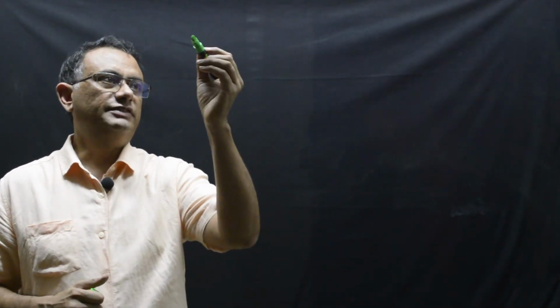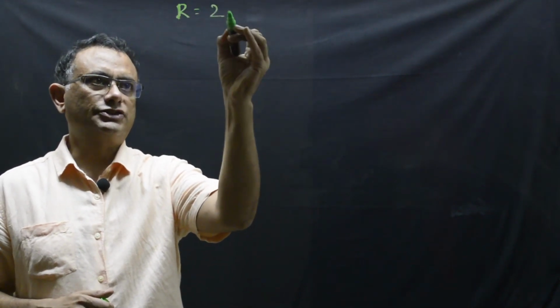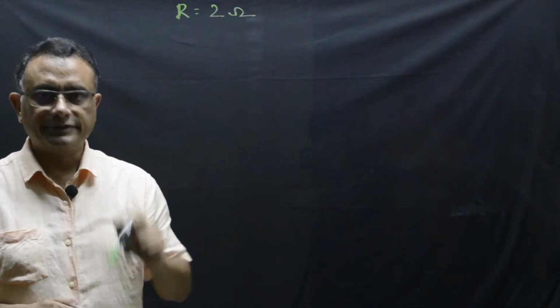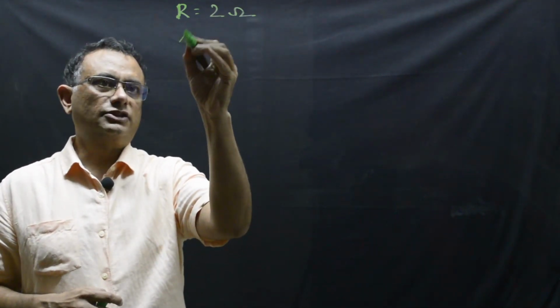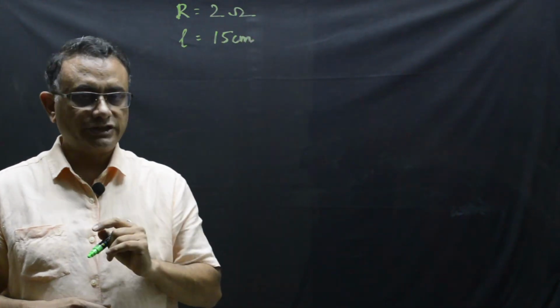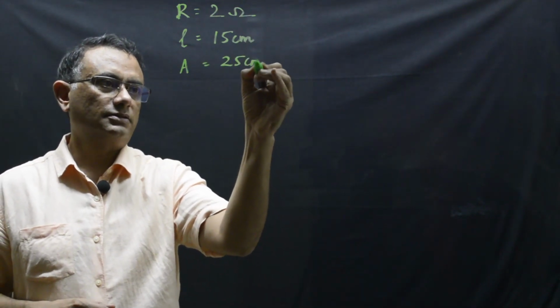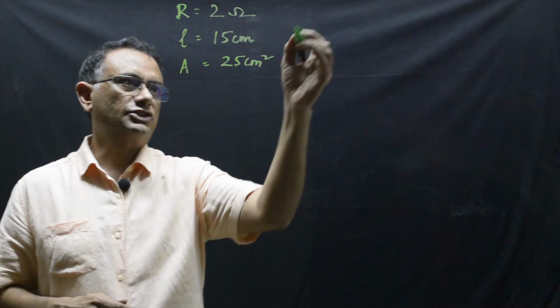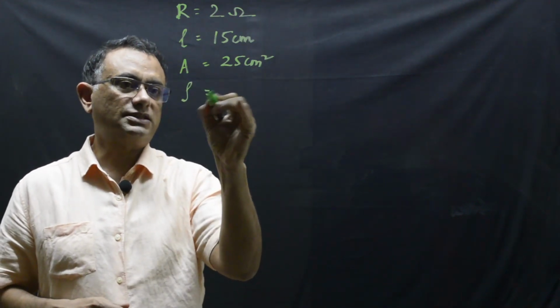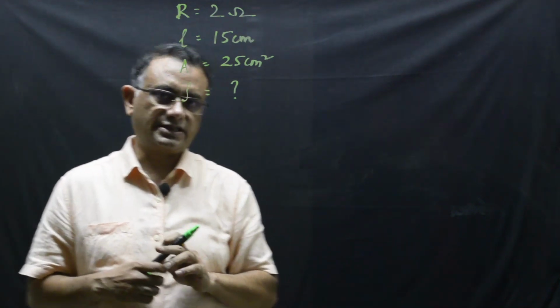If you have studied the given problem and try to capture the data that is given here, we see that the resistance of the wire is given as 2 ohm, the length of the wire is given as 15 centimeter, and the area of cross section is also given as 25 centimeters square. Given this, they are asking us to find the specific resistance, or the resistivity. Resistivity and specific resistance are one and the same.